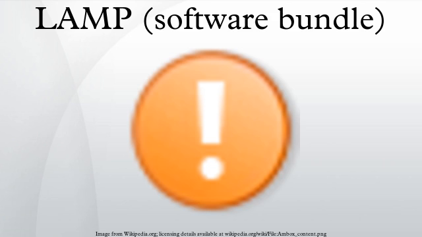LAMP is an acronym for a web services solution stack consisting of Linux, the Apache HTTP Server, the MySQL or MariaDB database engines, and the PHP, Perl or Python programming language. All components are free and open source software, and the combination is suitable for building dynamic web pages.